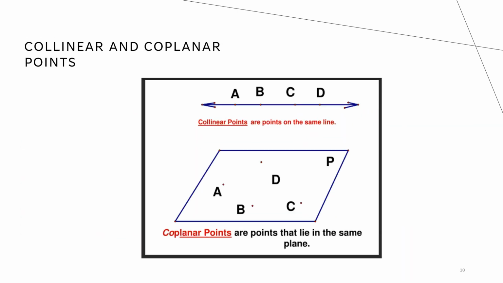Now let's discuss collinear and coplanar points. Collinear points are points that lie on the same line. For example, if A, B, and C all lie on line L, they are collinear. Coplanar points are points that lie on the same plane. For example, if points A, B, C, and D are on the same sheet of paper, they are coplanar.